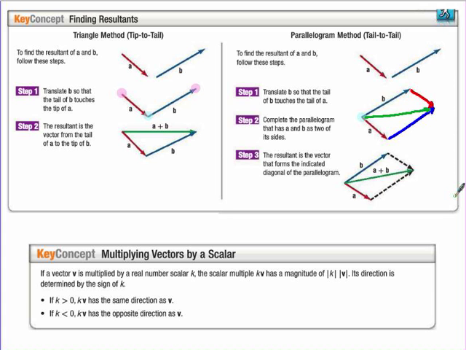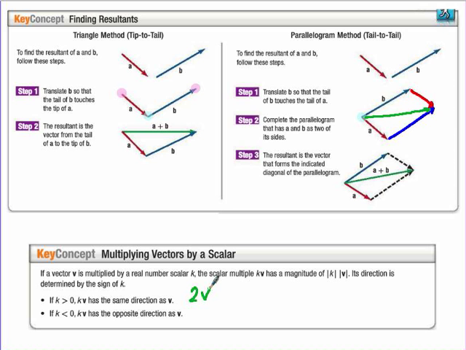And then finally, multiplying vectors by a scalar. If a vector v is multiplied by a real number, scalar k, the scalar multiple kv has a magnitude of k times v. Its direction is determined by the sign of k. So first of all, what does that mean? If k is greater than 0, so say for example 2v, all that means is you're going to put two vector v's together. That's it.